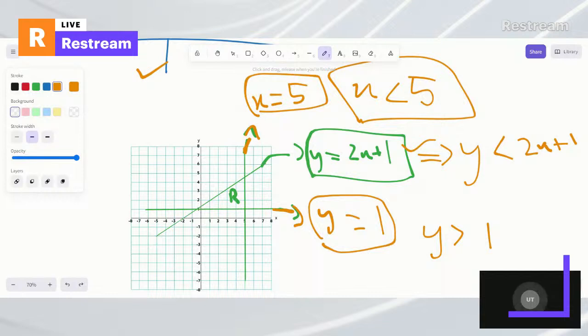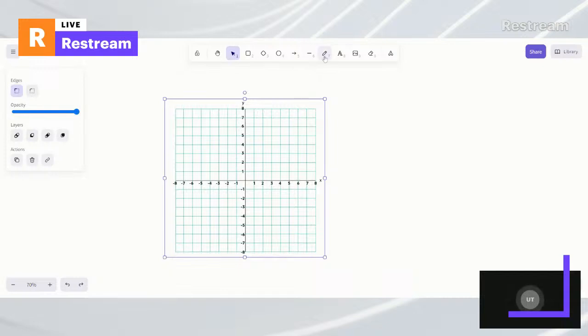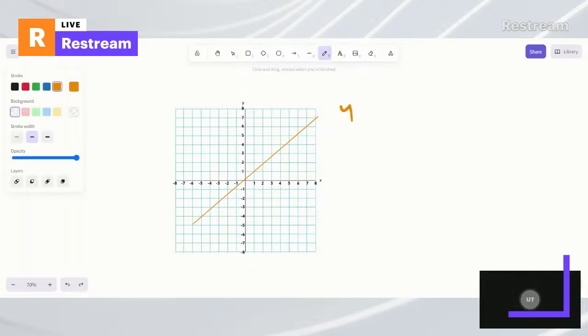All right, now let's move on and do some other questions. Okay, so let me just ask you a couple of questions. Now if I give you a graph like this, and I make a straight line like this, the equation of this line is y equals 3x plus 1.